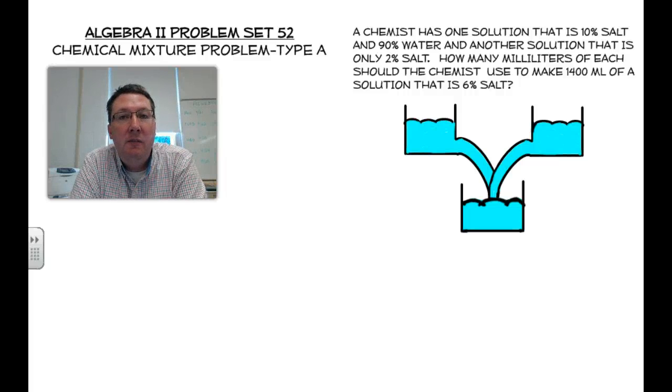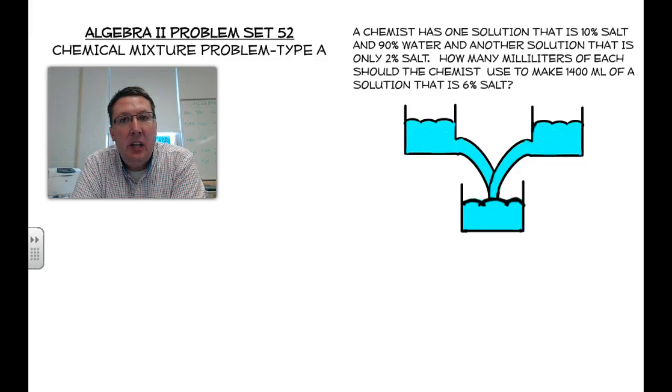Today we're looking at problem set 52, which is dealing with chemical mixture problems, and your book calls this type A because we will do another type of mixture problem a little bit later, a few lessons down the road. But type A, what we're going to have in this lesson is some problems where we're going to have mixtures, and they will be certain percentage mixtures, like a percentage of salt or a percentage of iodine or something like that. And we're going to have two different solutions, and we're going to mix them together to form a new solution of a certain percentage. Okay?